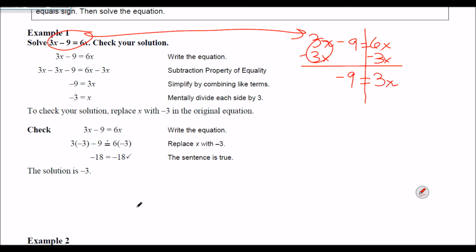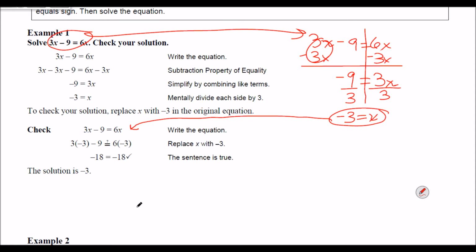All right? And then at this point, it's just like what we did in 2.1. It's a one-step equation. So I need to get rid of the 3 that's over there with the variable. So we do that by using division. And negative 9 divided by 3 is negative 3. All right? And just like what we did in 2.1, 2.2, and 2.3, we can always take that and we can check it to make sure that it works.